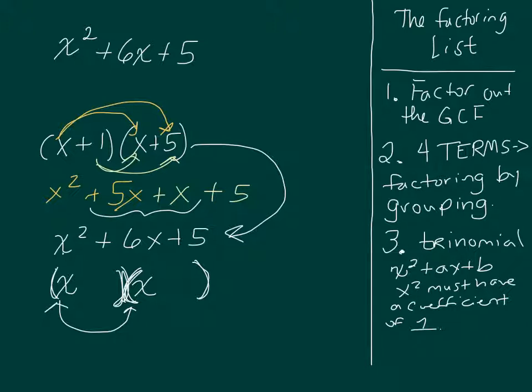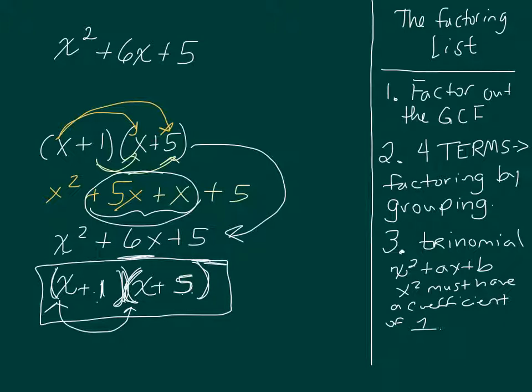And then how can I get a 5 when I multiply? Well, I can get a 1 and a 5, but when I choose the 1 and the 5, I have to make sure that when I add these two numbers together, they'll give me the middle term, because I have to add them when I'm multiplying, right? And 1 plus 5 will give me 6, and there's a positive 1 and a positive 5. So basically, x plus 1, x plus 5, that is the factored form of x squared plus 6x plus 5. Okay? All right?